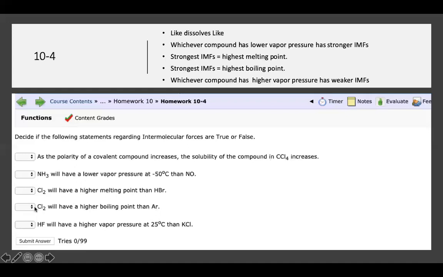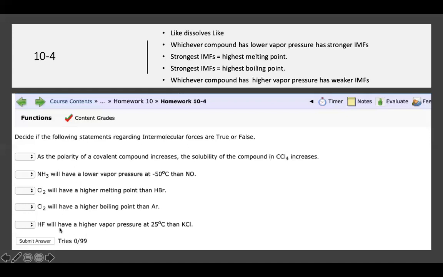The molar mass of chlorine gas is approximately 70 grams per mole, and the molar mass of monatomic argon is approximately 40 grams per mole. That means that chlorine has a higher molar mass, thus has stronger London dispersion force, and stronger intermolecular forces overall. If we have stronger IMFs, then we'll have a higher boiling point, making this a true statement.